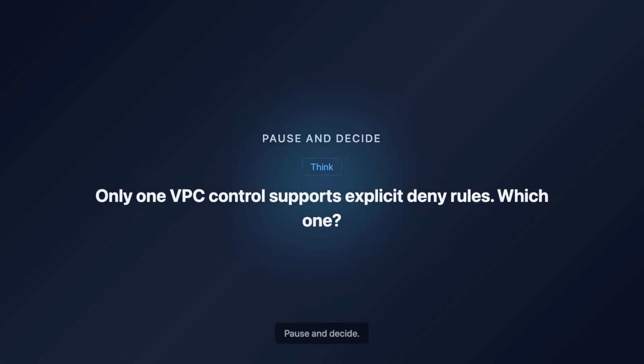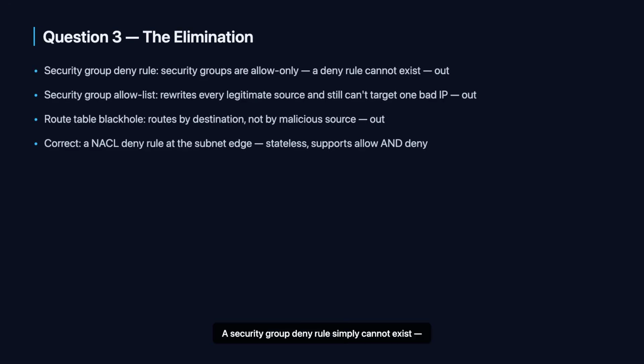Pause and decide. Only one control inside of a VPC can express an explicit deny rule. Which one is it? Eliminate. A security group deny rule simply cannot exist. Security groups are allow only, full stop, so it's out. A security group allow list would force you to rewrite every legitimate source, and it still can't single out one bad address, so that's out. A route table black hole routes by destination, not by a malicious source, so it's the wrong tool entirely.